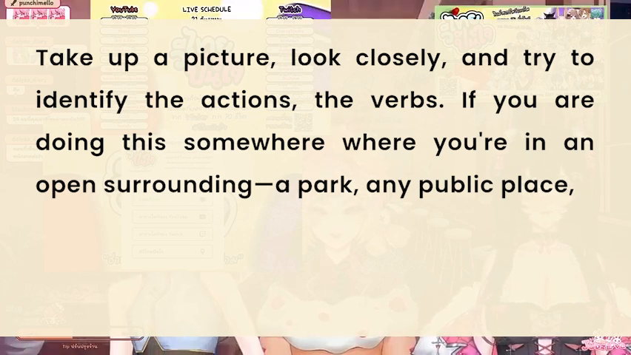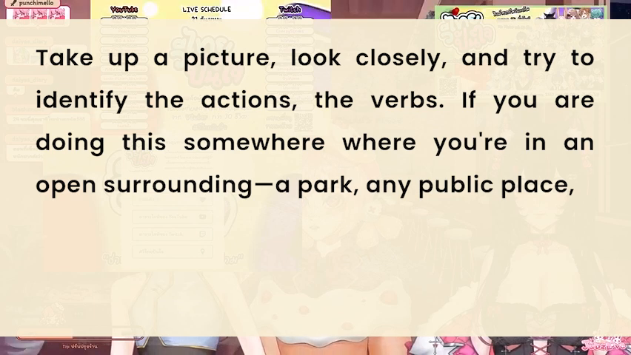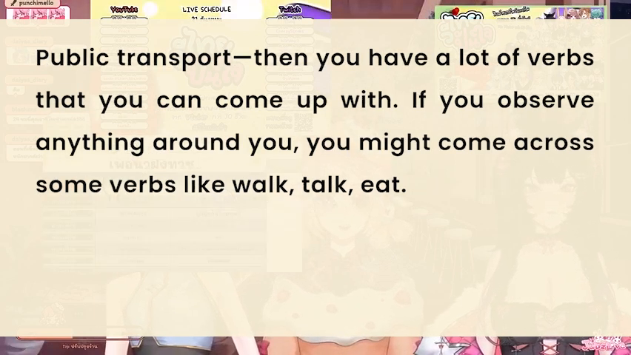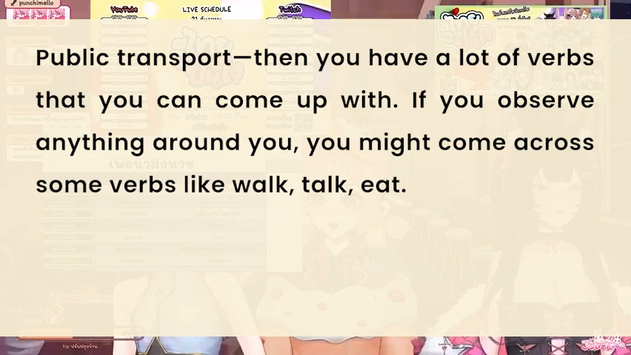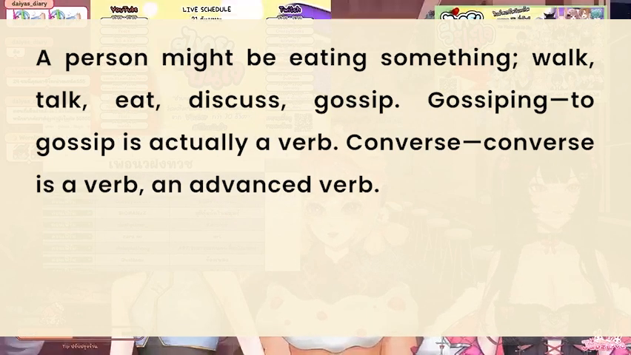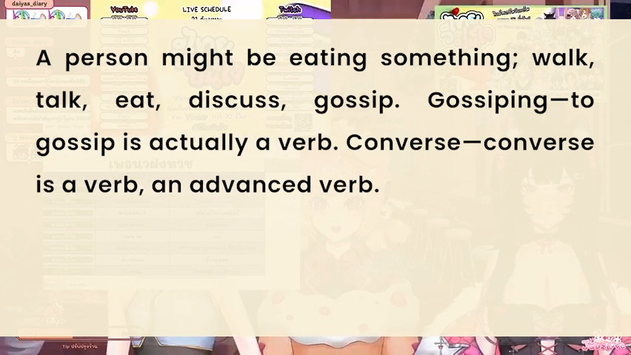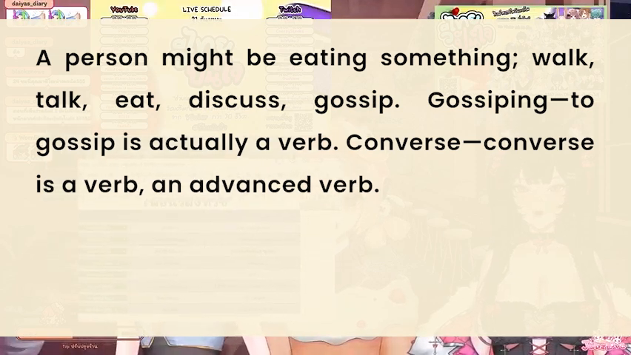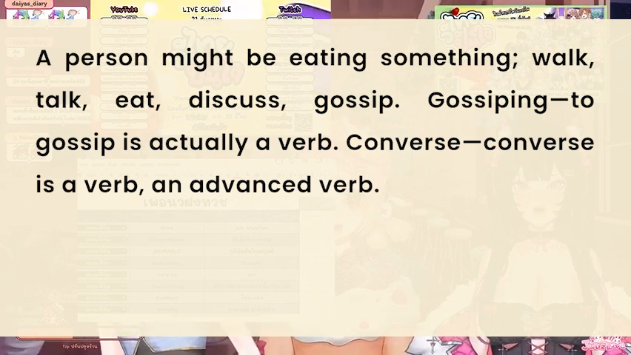If you are doing this somewhere where you're in an open surrounding, a park, any public place, public transport, then you have a lot of verbs that you can come up with. If you observe anything around you, you might come across some verbs like walk, talk, eat. A person might be eating something. Walk, talk, eat, discuss, gossip. Gossiping. To gossip is actually a verb. Converse. Converse is a verb, an advanced verb.